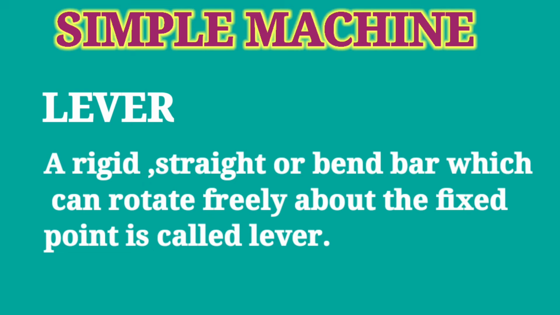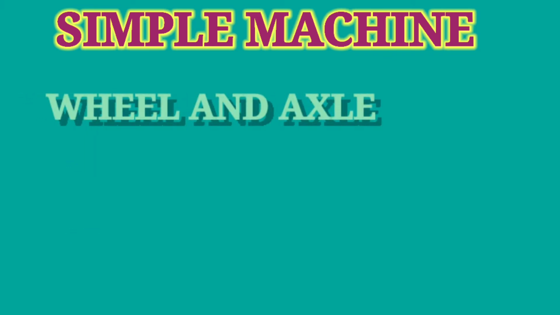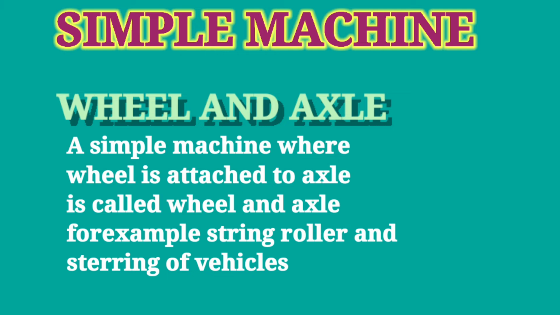And now we'll enter into another topic, that is wheel and axle. It is a simple machine which consists of a wheel and an axle. A simple machine where a wheel is attached to an axle is called wheel and axle. For example, a string roller. Maybe you have seen a kite. When you are flying a kite, you need a string roller. That string roller is an example of wheel and axle, and it has two parts: one is the wheel and another is the axle.